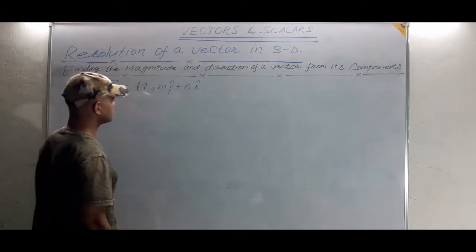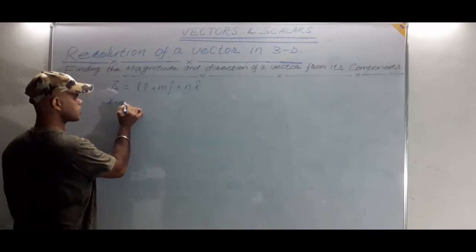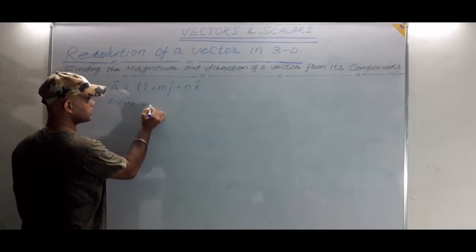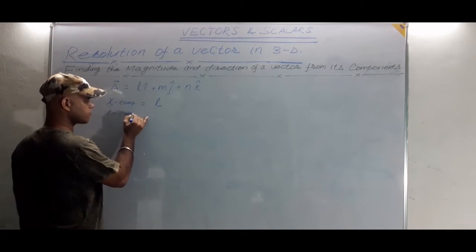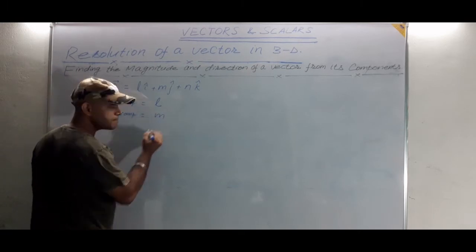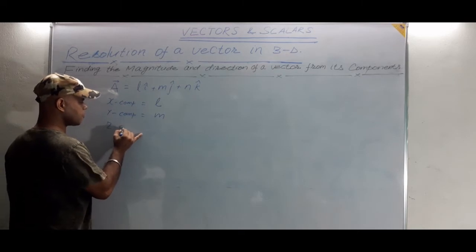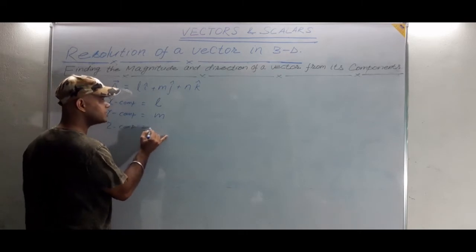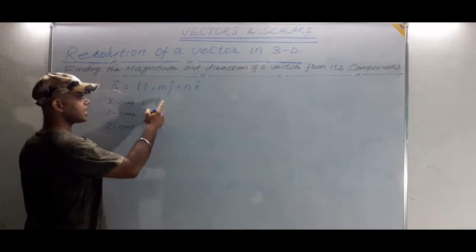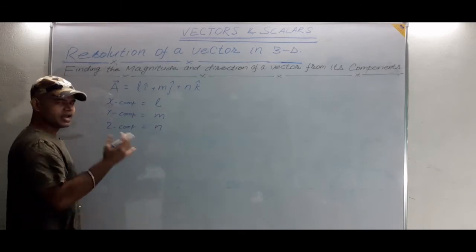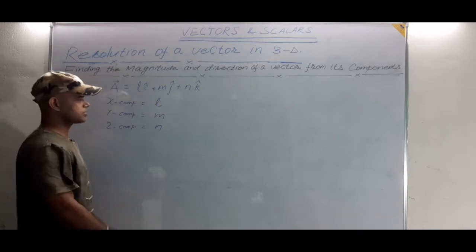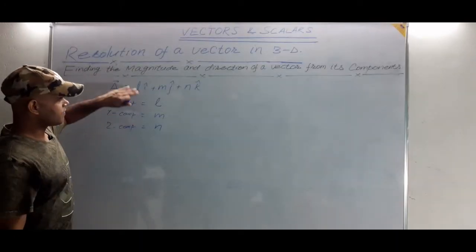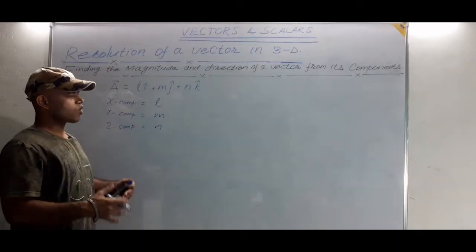What it means? The x component of the vector is L, the y component of the vector is M, and the z component of the vector is N. This L, M, N can be negative or positive, integer, fraction, anything, right? So this is given. A vector is given in its components form, and what we have to do?